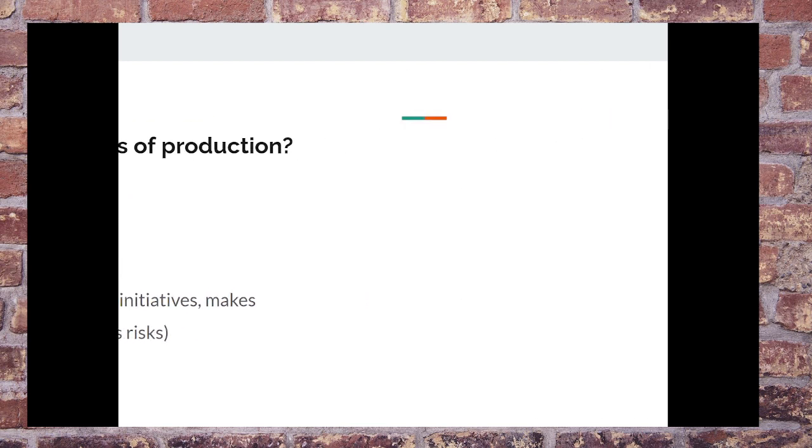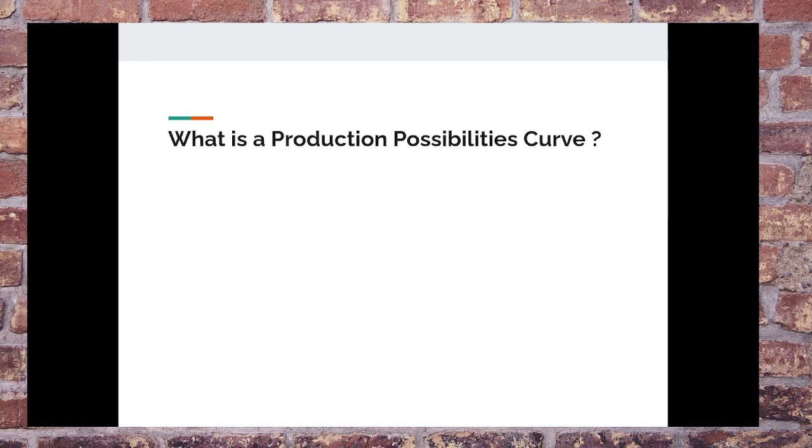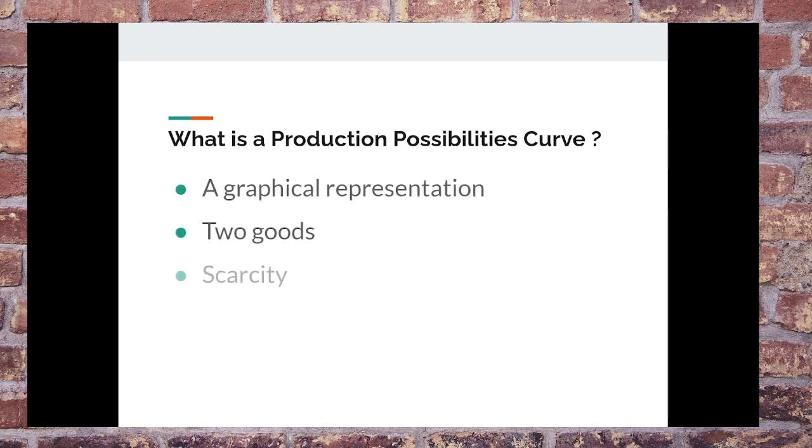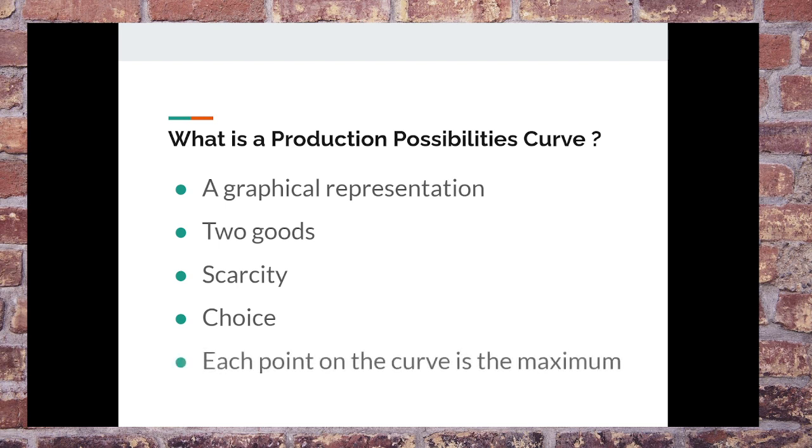All right? Now that we know that, we're going to look at a production possibility curve, which is a graphical representation of two goods. We're going to talk about scarcity, right? Resources scarcity. The natural resources, the land, is not unlimited amounts. Same with labor. And because there's scarcity, we must make choices. All right? Each point on the curve is the maximum. So on a production possibility curve like the individual problem one we did, each point on the curve are equal to each other. One is not better than the other. All right, so we have that.